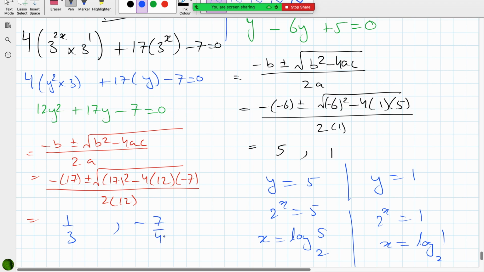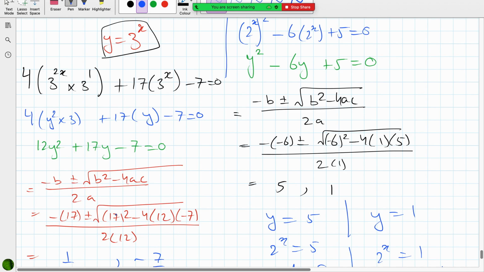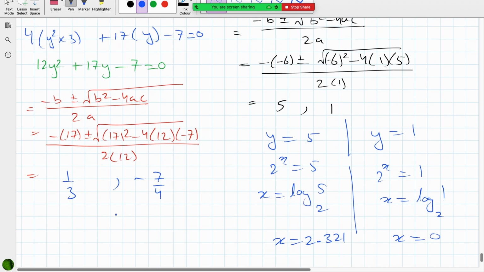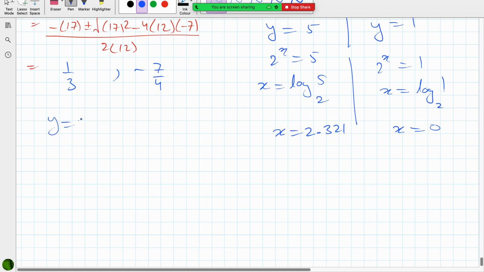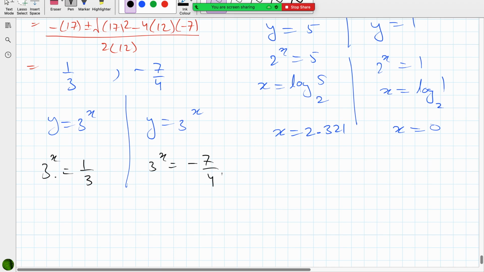Now this is going to be interesting. I was waiting for a negative answer. These are values of y. Now we have to write y is equals to 3 raised to power x. On the other side, y is equals to 3 raised to power x. So first one is 1 by 3 and second one is minus 7 by 4. On left hand side this is easy, so I'm doing it without using logarithms. So this is 3 raised to power x is equal to 3 raised to power minus 1. So I can say x is equals to minus 1.